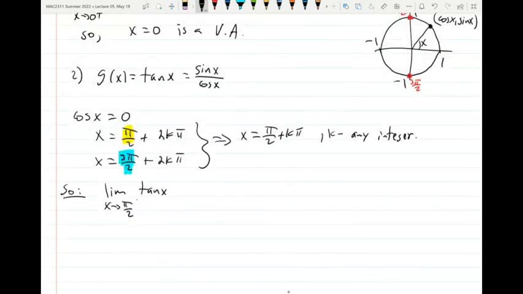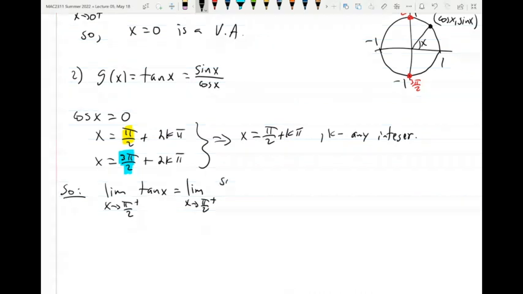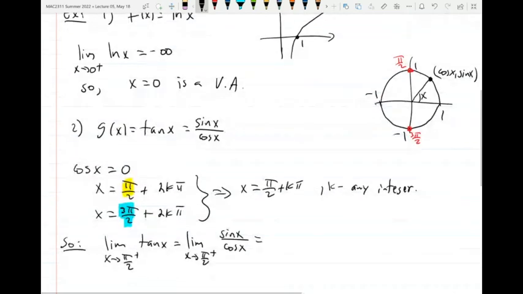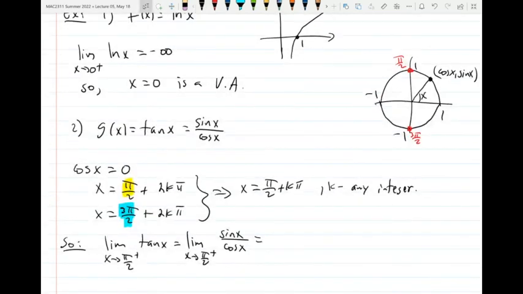Okay, so let's do it from the right. The limit as x approaches pi over 2 from the right of the tangent function, or sine over cosine. So what will be this limit? Let's see. We know that when x is close to pi over 2, sine approaches 1. That's not a secret. So this goes to 1. And then we know that cosine is going to go to 0.